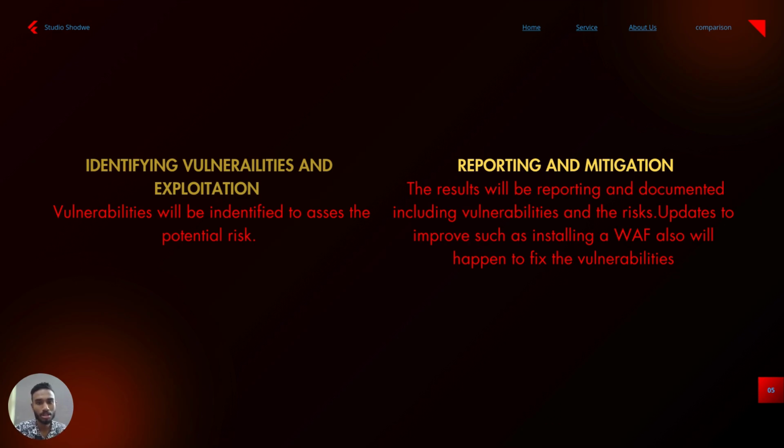The last one is reporting and mitigation. The results will be reported and documented, including vulnerabilities and the risks. Updates to improve security, such as installing a WAF, will also happen to fix the vulnerabilities. So these are the five steps for the OS framework.